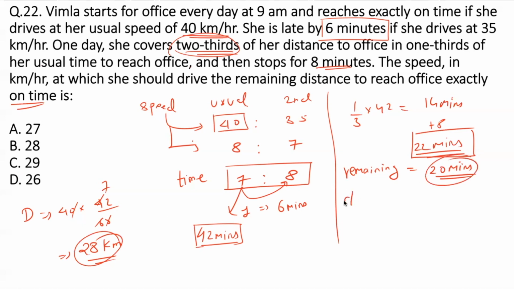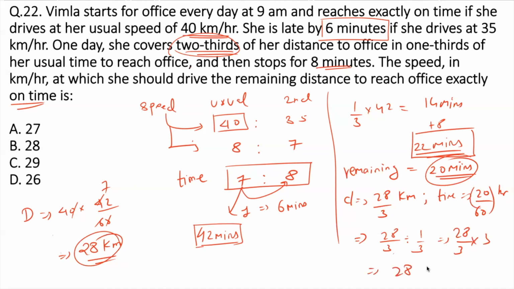So the distance will be 28 divided by 3 kilometers. And the time will be basically 20 divided by 60 in hours. So the new speed will be the distance divided by the time. Time is one-third of an hour. So 28 divided by 3 divided by one-third is basically 28 upon 3 into 3. And that gives me the speed as 28 kilometers per hour. And that's the answer, option B.